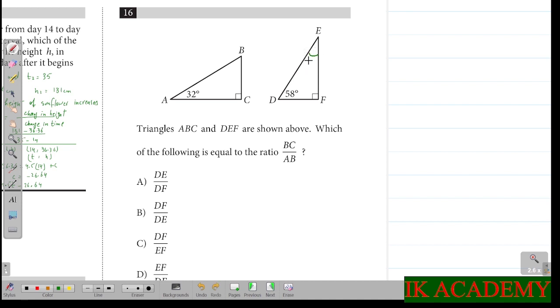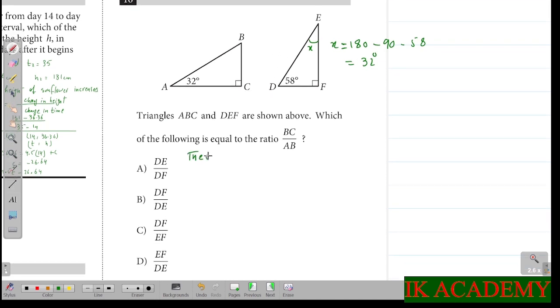If I give the name X to this angle, we can get the angle by subtracting the other two angles from 180 degrees. So here we have 90 degrees because it is a right triangle, and minus 58 degrees, it will give us 32 degrees. So both of the triangles are the same. These are similar triangles.